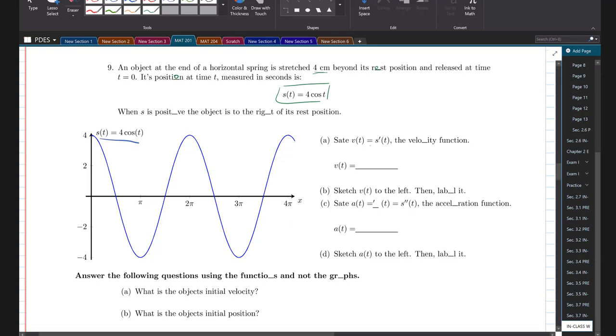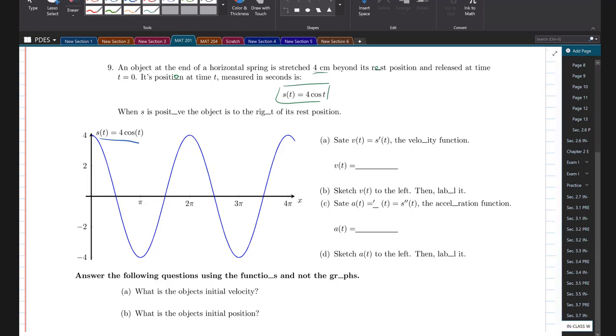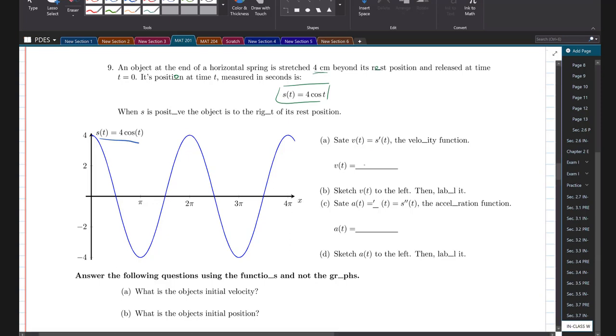So its velocity function would be the derivative of this. v of t, which is s prime of t, which would be minus 4 sine of t. And I think when I sketched this on the key, I did it incorrectly, so let me fix that. There's the graph of the velocity function. We'll label that v of t.